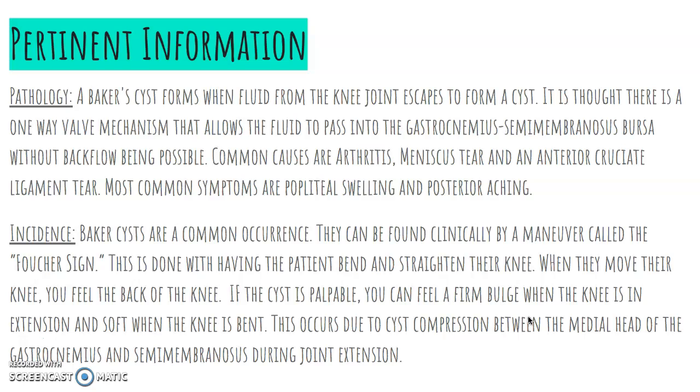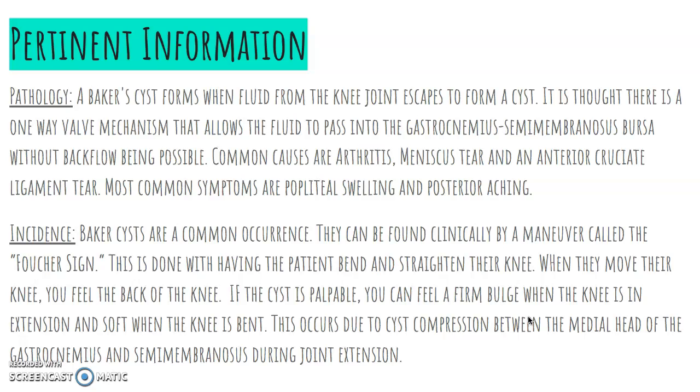So the pertinent information about a Baker cyst is first the pathology. A Baker cyst forms when fluid from the knee joint escapes to form the cyst. It is thought there is a one-way valve mechanism that allows the fluid to pass into the gastrocnemius semimembranous bursa without backflow being possible. And that's what causes the big collection of fluid. Most common causes are people with arthritis, a meniscus tear, or an ACL tear. Most common symptoms are the popliteal swelling and then the posterior knee aching.